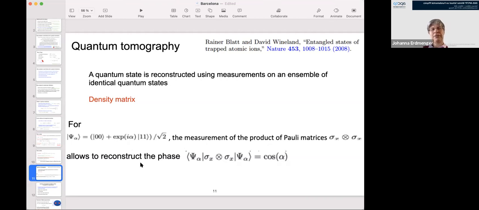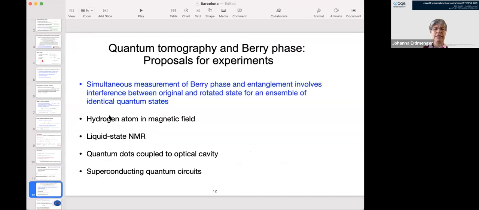So what we suggest in our paper is to combine the measurement of the phase of the state with the measurement of the Berry phase, and see this relation between the entanglement entropy and the Berry phase. Okay, and this is what our colleagues from condensed matter physics suggest one could do. The idea is to have a simultaneous measurement of the Berry phase and the entanglement, and that involves an interference between original and rotated state for an ensemble of identical quantum states.